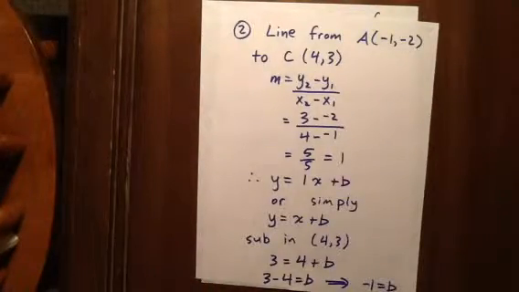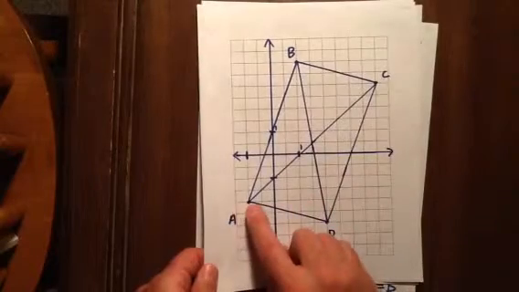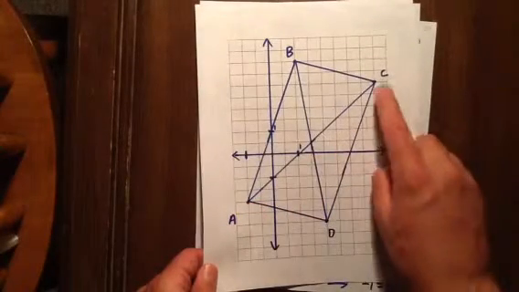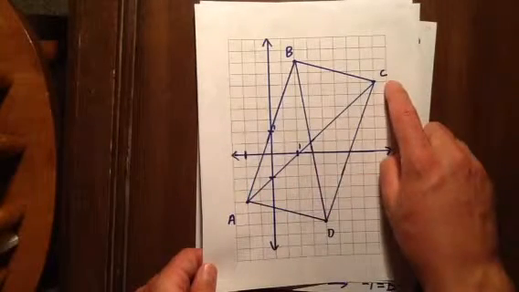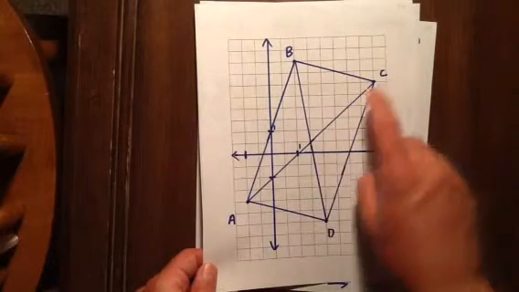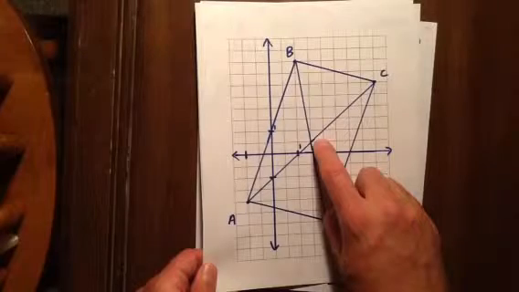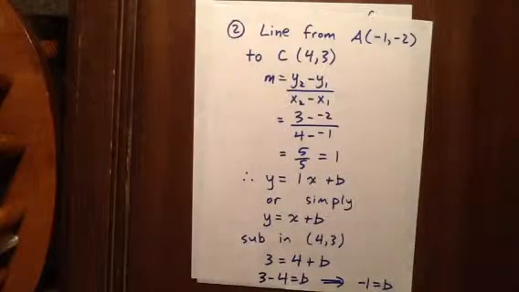Well, the second line we want to come up with is the equation of the line containing A and C. Going back to our graph, A is here and C is here. Well, we want to get the equation of that line, and then find out if the point 1.5 comma 0.5 is on it as well. Well, how do we do that?